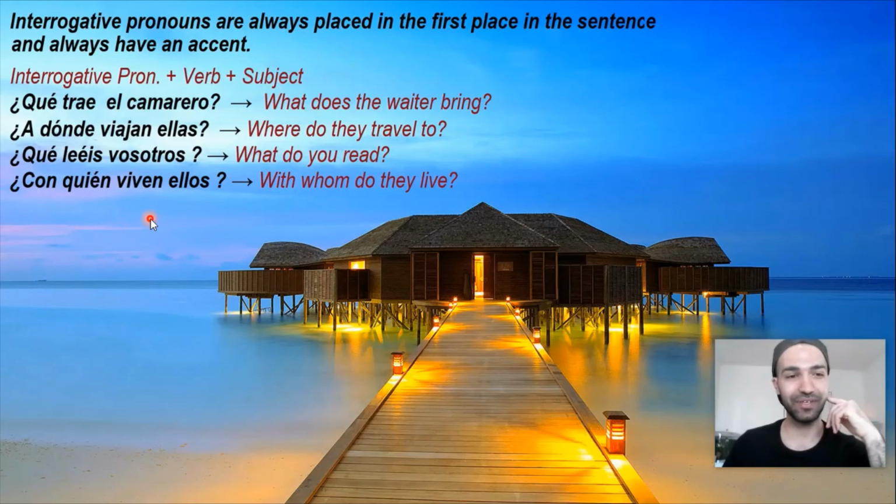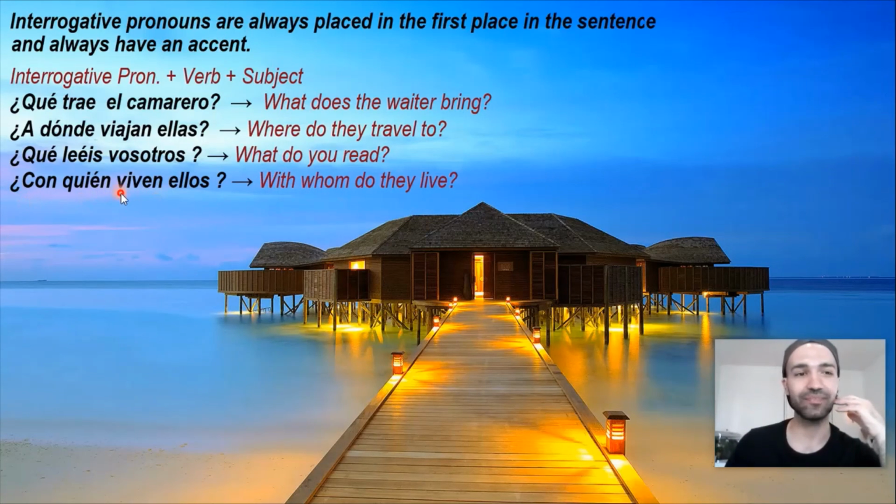Our final example, ¿Con quién viven ellos? With whom do they live? ¿Con quién is the interrogative pronoun. Viven, verbo vivir, to live, is the verb, and ellos is the subject.